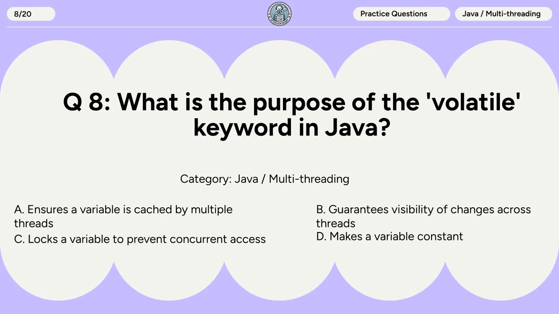Question 8. What is the purpose of the volatile keyword in Java? A. Ensures a variable is cached by multiple threads. B. Guarantees visibility of changes across threads. C. Locks a variable to prevent concurrent access. D. Makes a variable constant.